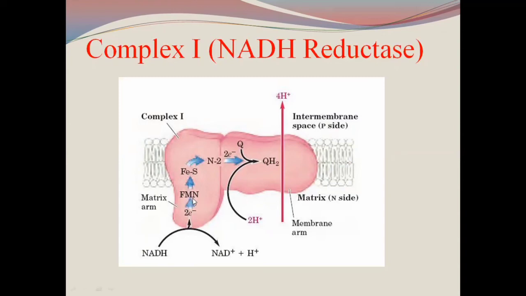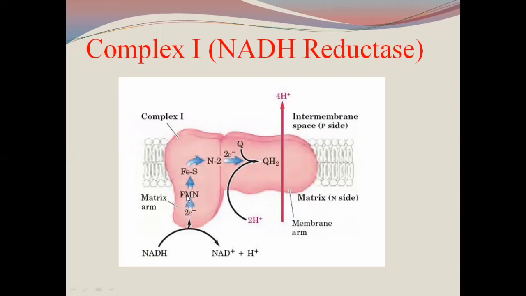That's composed of FMN and 6 iron sulfur centers, and there is the N2 center. So how will the electrons transfer through a series of reactions? NADH will give its electrons to the FMN. They will be taken by FMN, and FMN will also take up the hydrogen ion. It will be reduced into FMNH2.